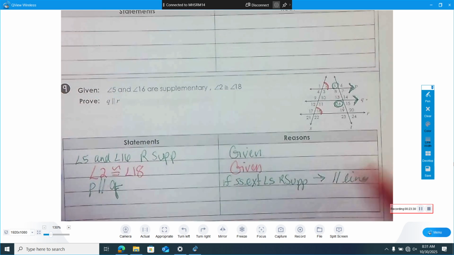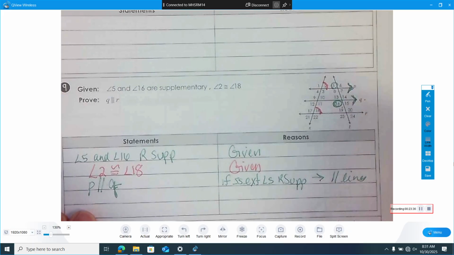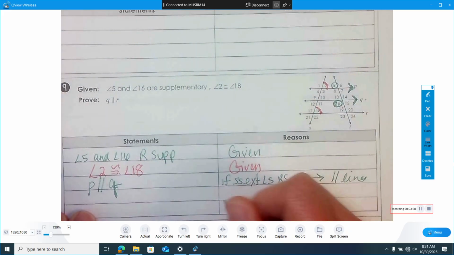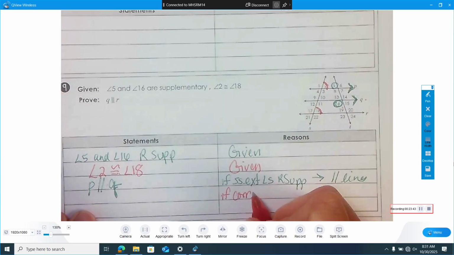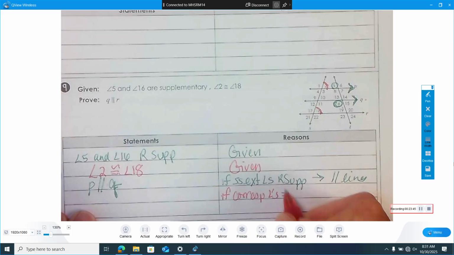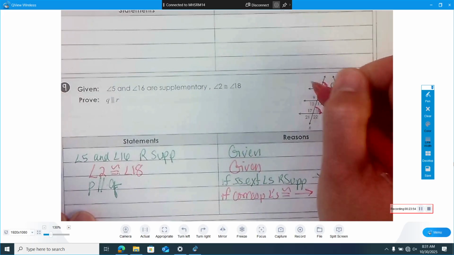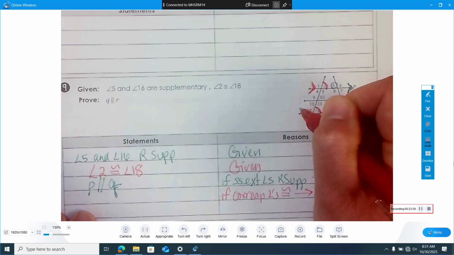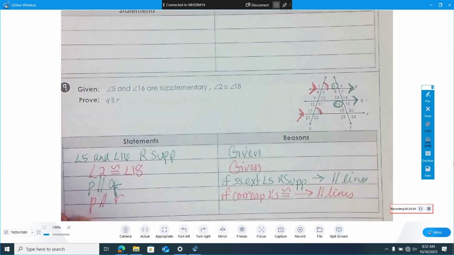Now, looking at the stuff from the red here, tell me what we know from the red. We know they're congruent. They gave that to us. So, and what kind of angles are those? If corresponding angles are congruent, then again we get parallel lines. Which lines are parallel? P and R. P is parallel to R. So P is parallel to R.